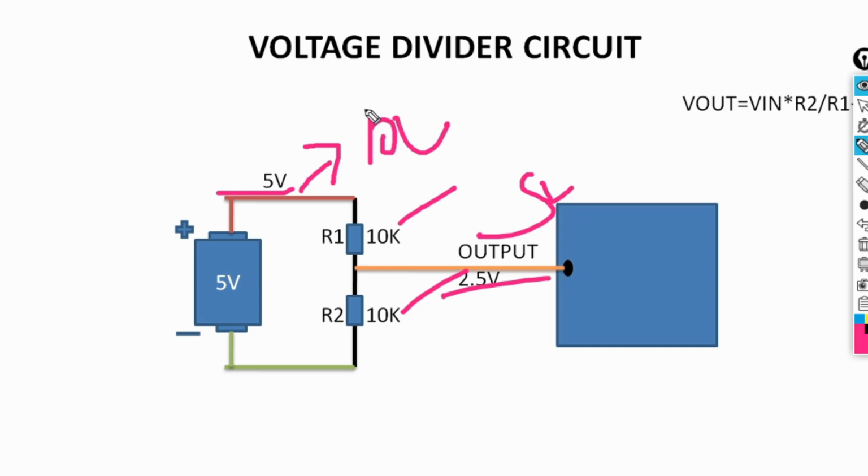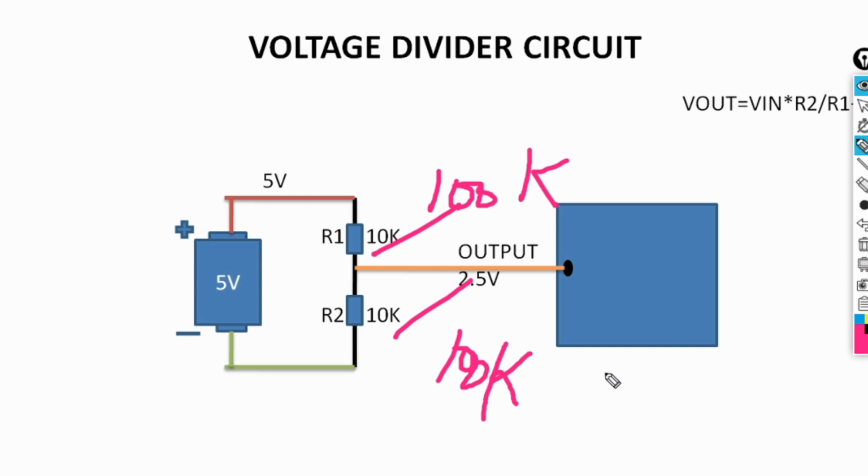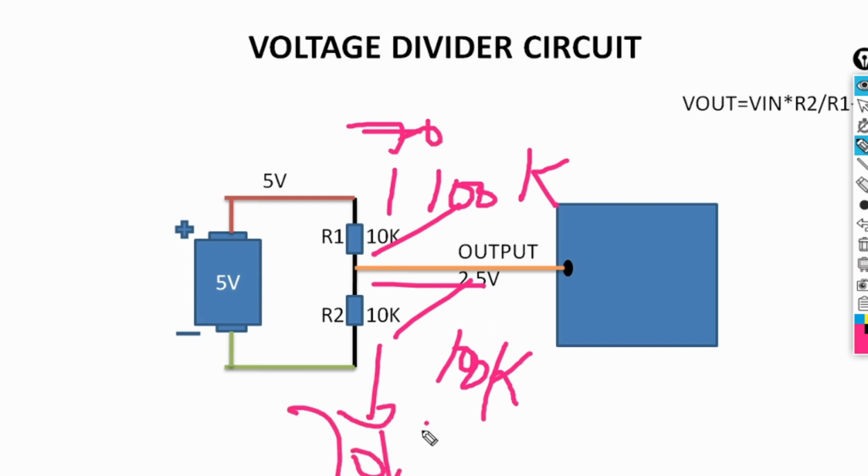Now if I increase from 10 volts to 20 volts, the output will be 10 volts, right? Also, if I increase the resistance values, both from 10k to, suppose, 100k for R1 and 100k for R2, the result will be the same. If R1 is suppose 70k and R2 is also 70k, the result will be the same. So that is how the divider circuit works.